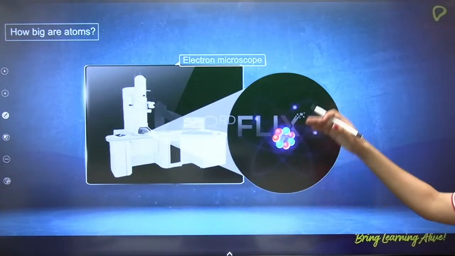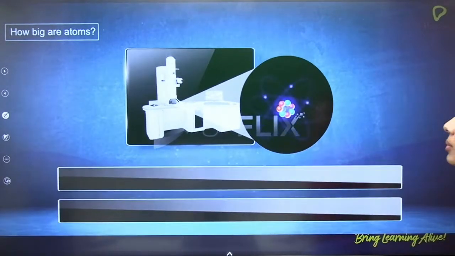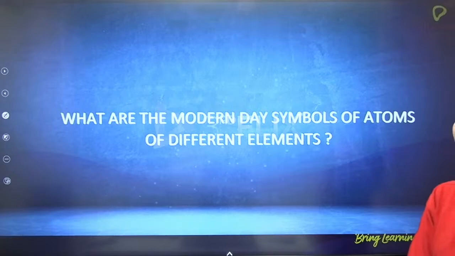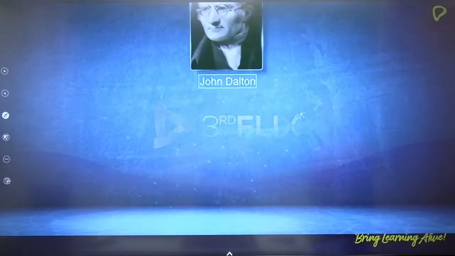Now this atomic radius, or this atom, we can see with an electron microscope. The atomic radius of an atom lies in the range of nanometers. And 1 meter is equal to 10^9 nanometers. Now let's see the symbols.